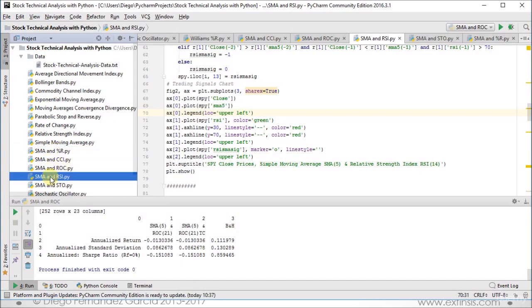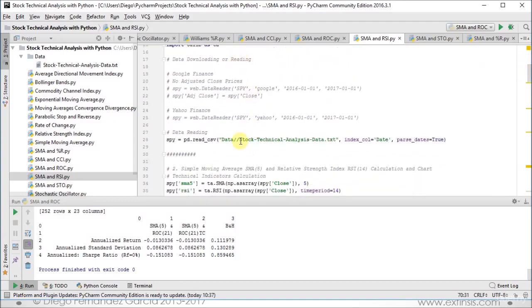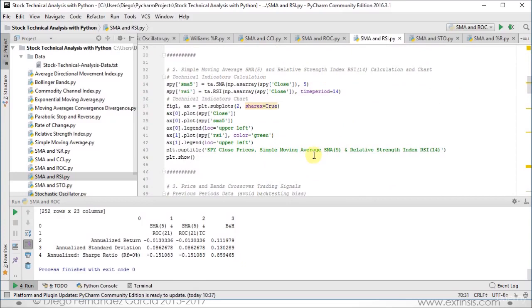So let's begin with SMA and RSI, or Relative Strength Index. As all of these are meant to be standalone type of files, first we import our packages, then we proceed to do our data reading. Next, we calculate our technical indicators with a corresponding chart. We're calculating a 5-day simple moving average and a 14-day relative strength index. These are commonly used, but you can also modify them according to your needs.